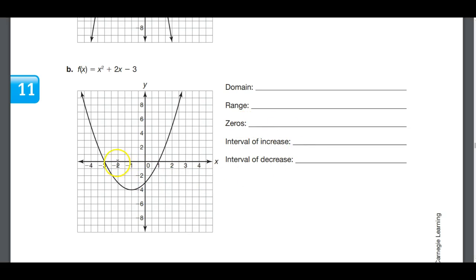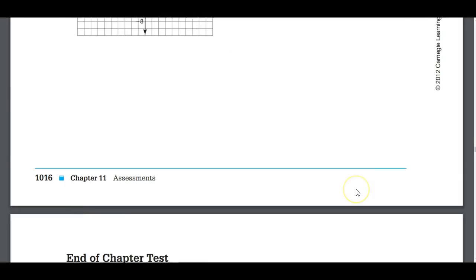My zeros, I have zeros at -3 and +1. My interval of increase, well, the increase begins right here at -1. So it'd be open parentheses at -1, comma, positive infinity, close parentheses. And my interval of decrease would be open parentheses at negative infinity, and it's decreasing all the way until I get to -1, so comma, -1, close parentheses.